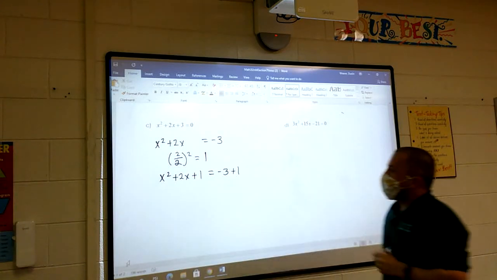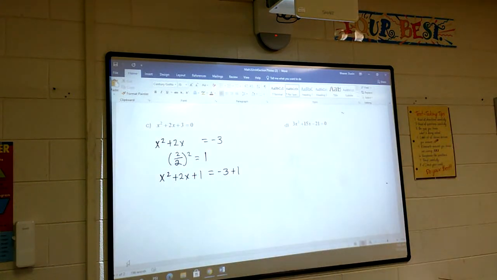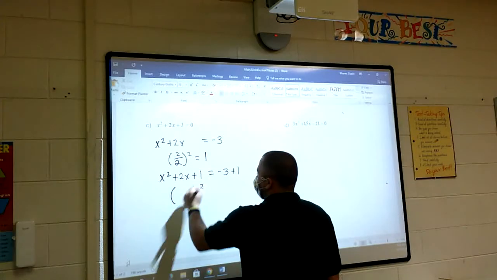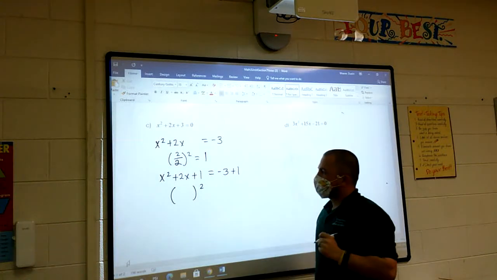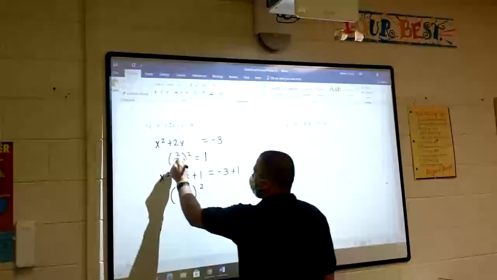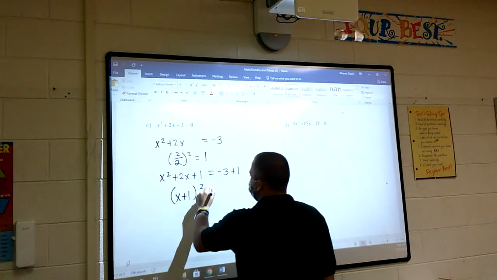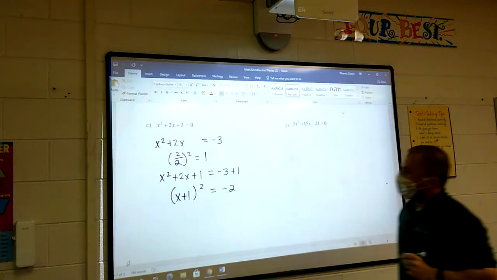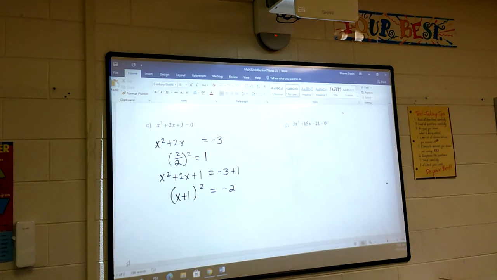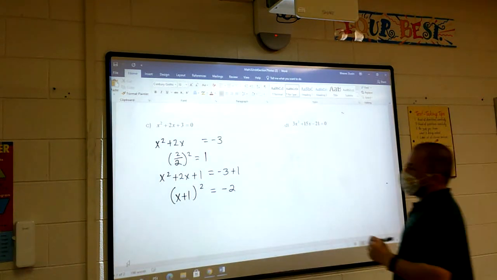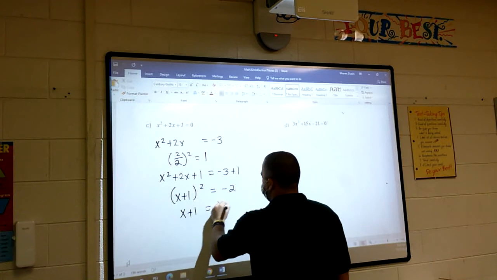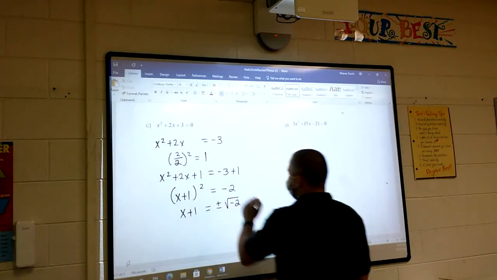You might be able to see what's going to happen over on the right side. On the left side, what do we put in parentheses? X plus 1. Yep, 2 divided by 2 is 1. And on the right side, negative 3 plus 1 is negative 2. Now we want to take the square root of both sides. So we're going to get x plus 1 equals plus or minus the square root of negative 2.